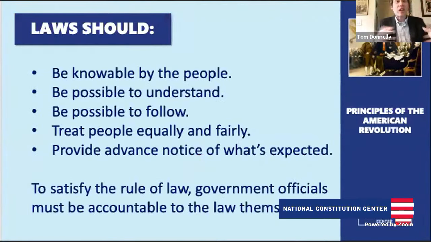And so, when we're thinking of what is the rule of law, what should law do from this perspective? Well, it needs to be knowable by the people. They have to know what the rules are. It has to be possible for them to understand the rules, possible for them to follow the rules. And the rules have to treat people equally and fairly and provide advance notice of what's to be expected. And of course, most fundamental of all in a certain sense is that the rule of law also binds government officials. Government officials, from the president to Congress to the courts to our state and local governments, are also held accountable to the law themselves.